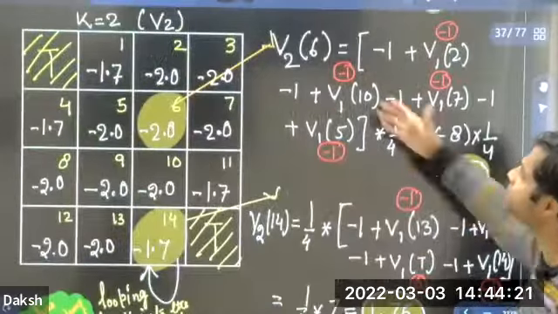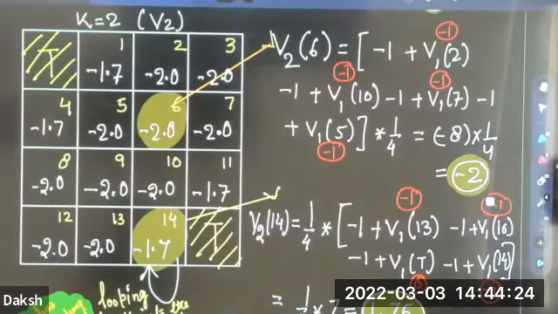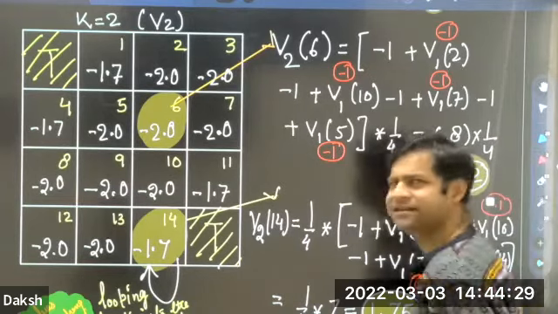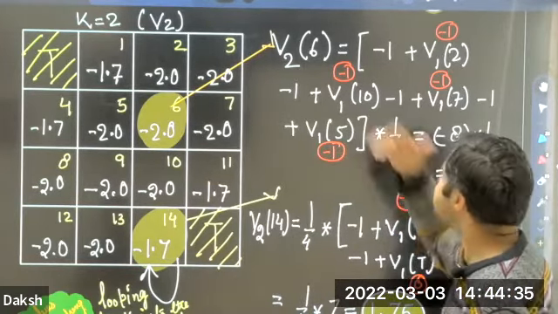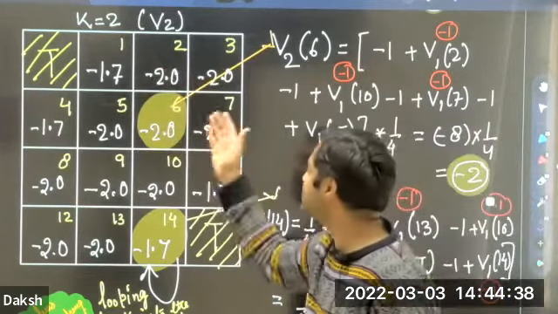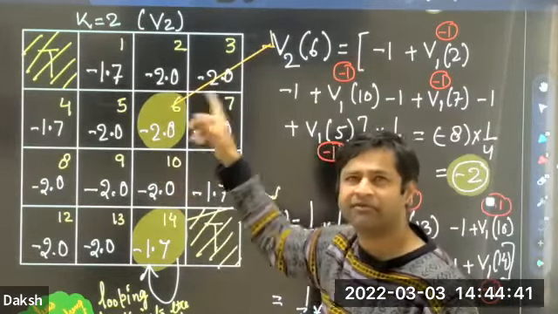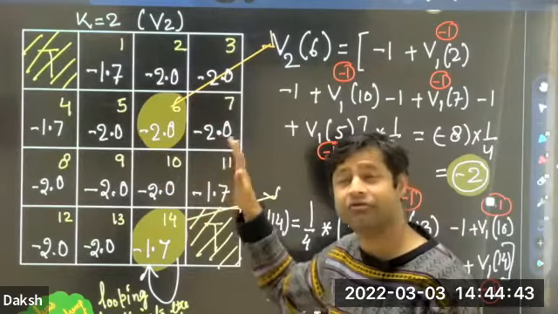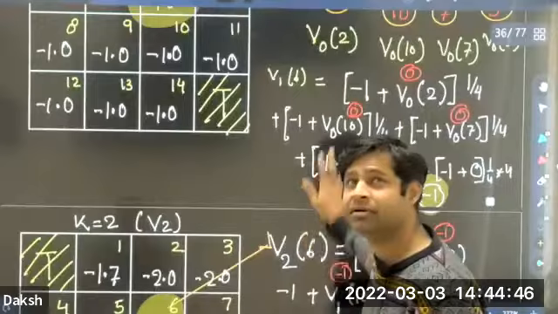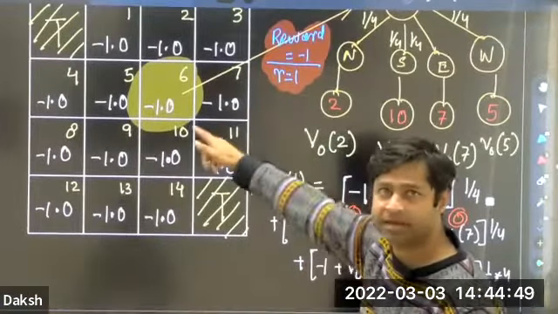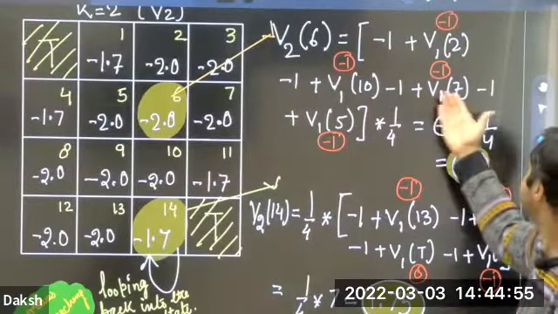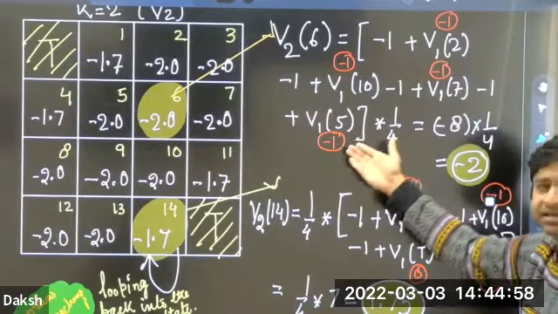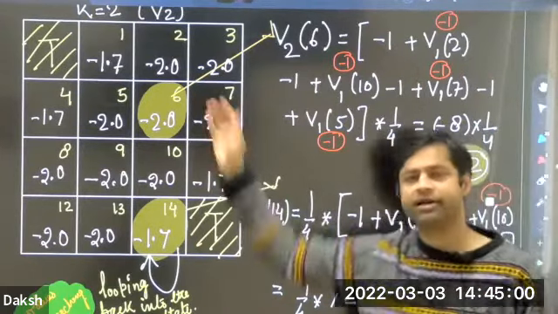Now, V2 is this. How did I get V2? It is -2. Same thing. It is going to be 2, 5, 7, and 10, but taken from this one, not V0 but V1. You just obtain V1(2), V1(10), V1(7), V1(5), same probability. You multiply, and you are going to get -2. You have got a value -2.